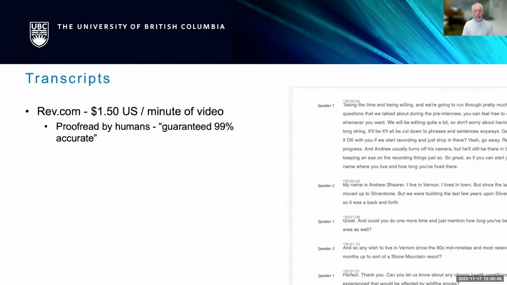There's a sample transcript. So we use rev.com again, which also produces transcripts, which are different from SRT caption files. Again, it's proofread by humans. They say it's guaranteed 99% accurate. I don't know how precisely true that is, but they're very accurate. And you can edit them on the site again, and it's $1.50 US per minute of video. So again, it's great for a short video, maybe not great for a long video.